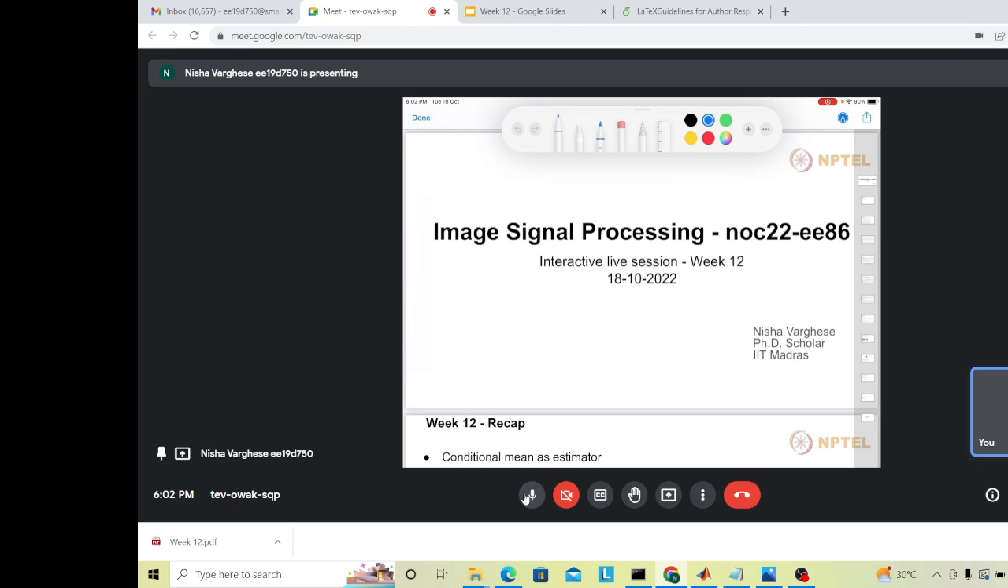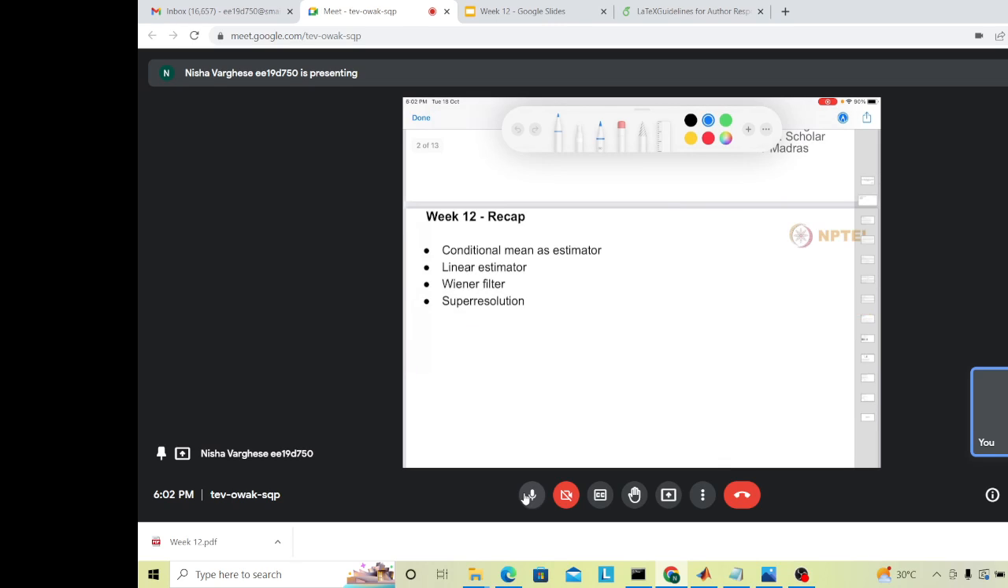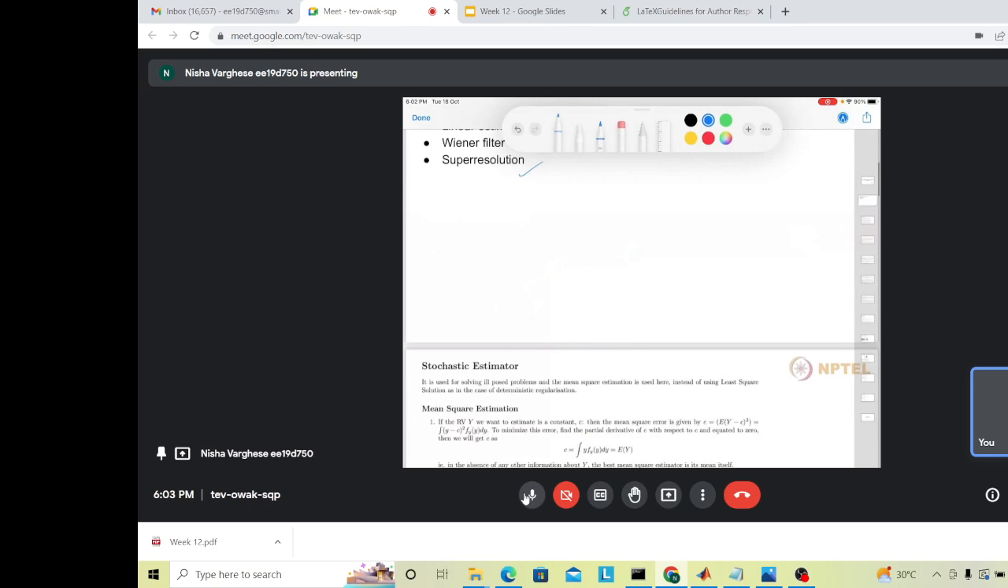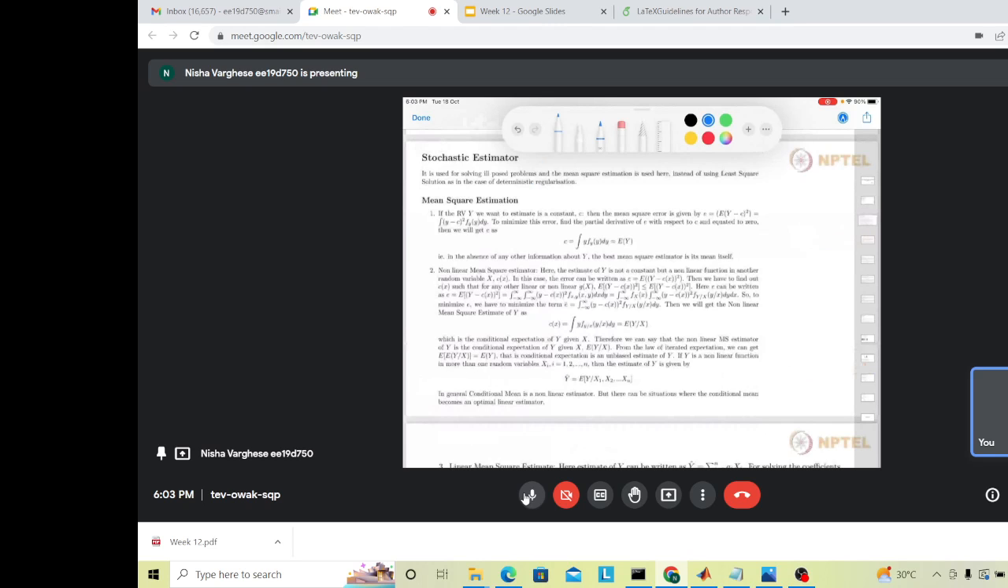So the recap is: conditional mean as estimators, then linear estimators, then the Wiener filter, then super resolution. These topics were discussed in week 12. First one is the stochastic estimator, mean square estimation.